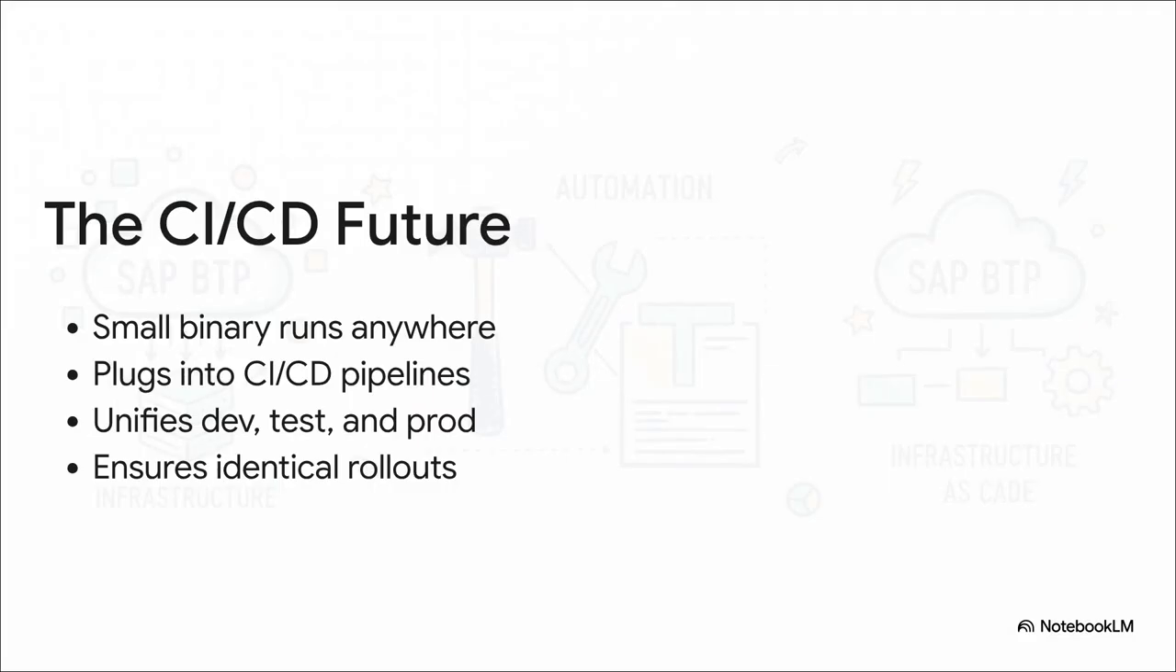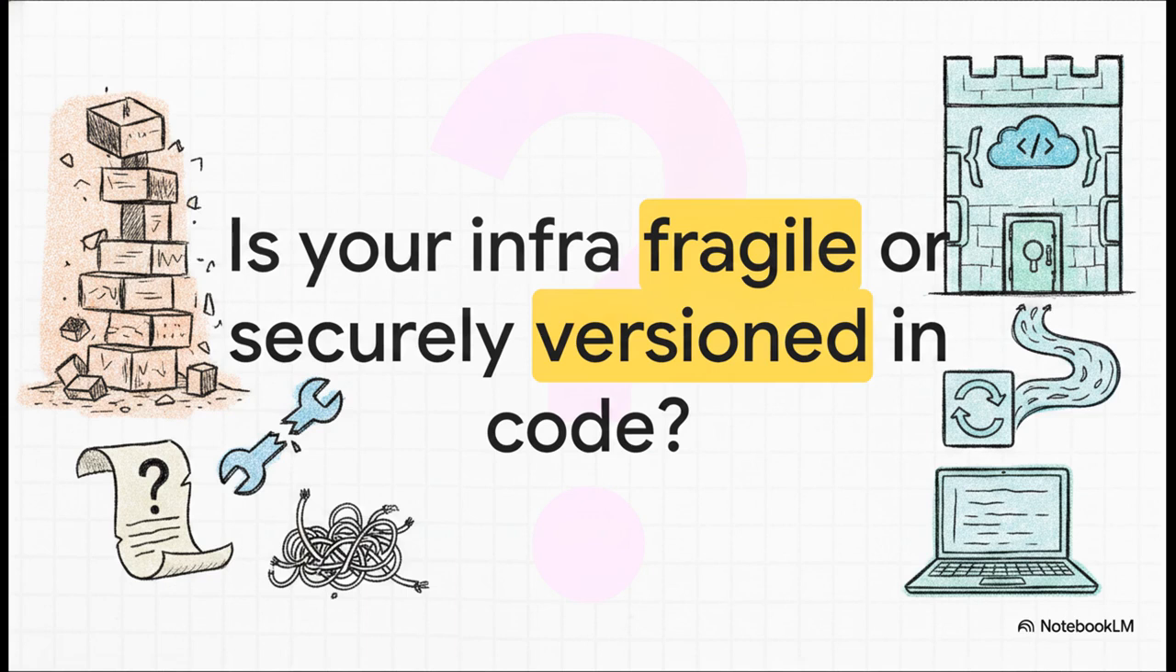Once you have your scripts polished, you unlock the CI/CD future. Because Terraform is essentially just a small binary, it can run anywhere. It plugs effortlessly into your existing pipelines, whether you're using GitHub Actions, Jenkins, or Azure DevOps. It securely unifies exactly how you roll out changes to dev, test, and production, ensuring they are identical and predictable every single time. So I'll leave you with this final provocative thought.